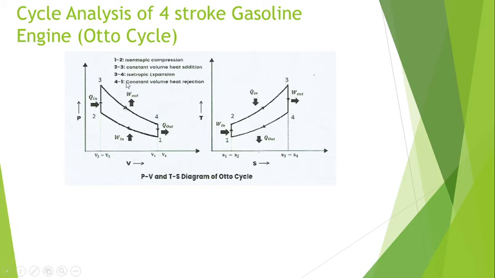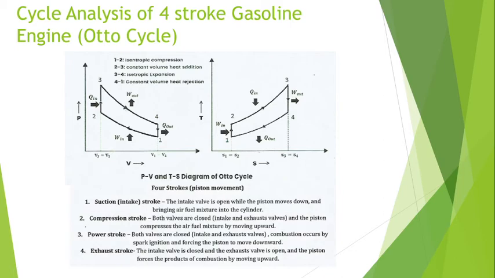The last part of the four-stroke cycle is from 4 to 1, which is the constant volume heat rejection. The volume remains the same, but the pressure, temperature, and the entropy change.